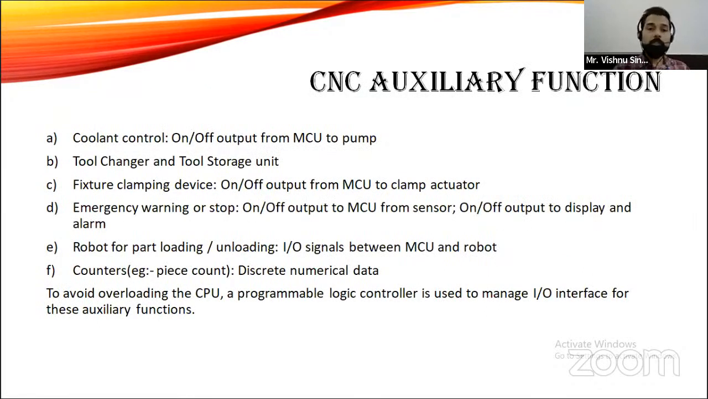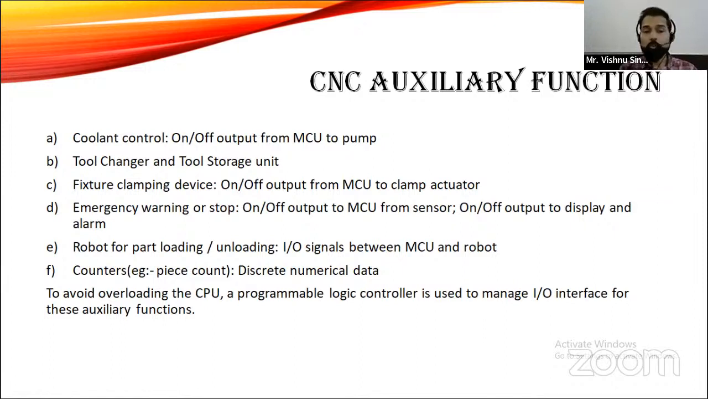Now the next thing that comes is CNC auxiliary functions. What exactly do auxiliary functions mean? They are the added or extra functions that a CNC machine has to achieve other than the basic functions. Now what are these auxiliary functions? Coolant control, on and off output from the MCU to the pump. We have to use the coolant so that my tool doesn't get heated up more.